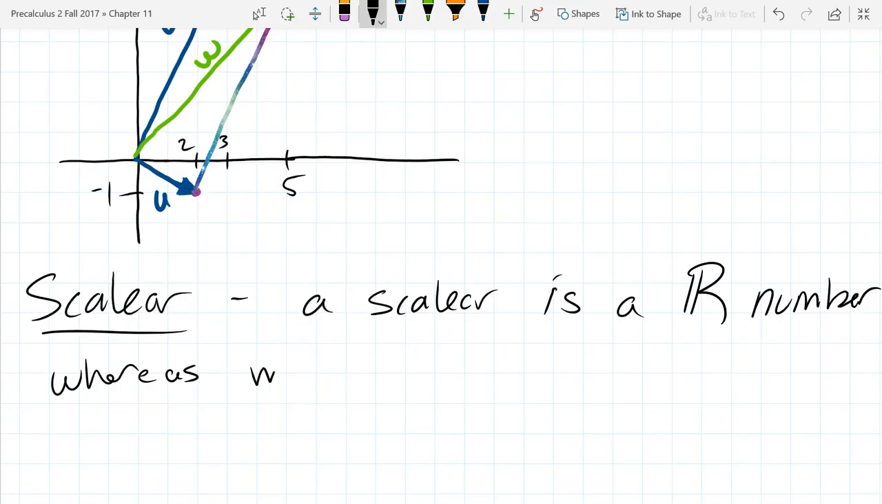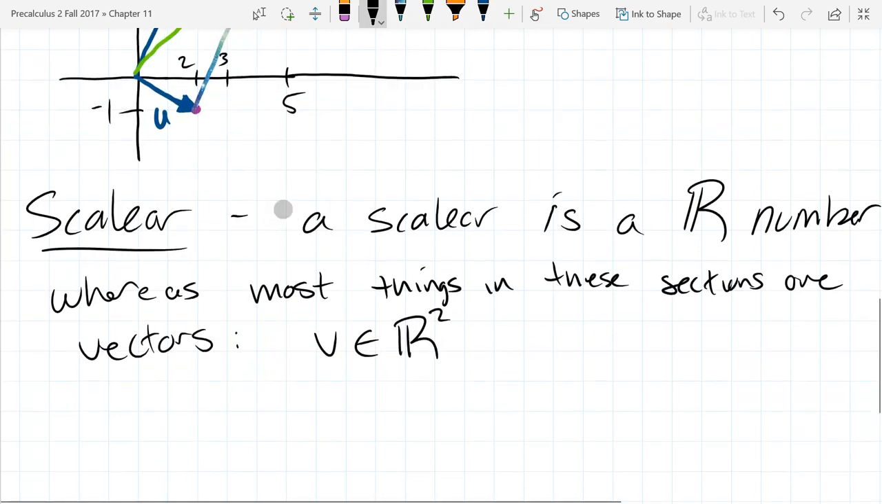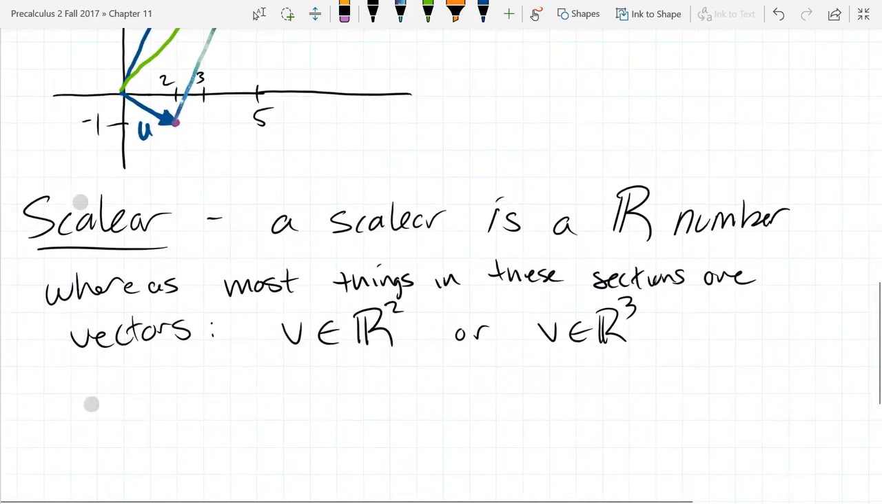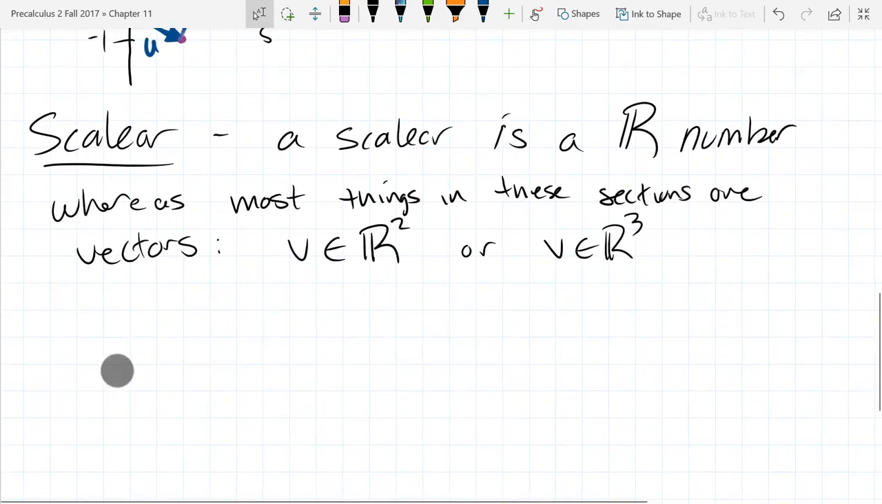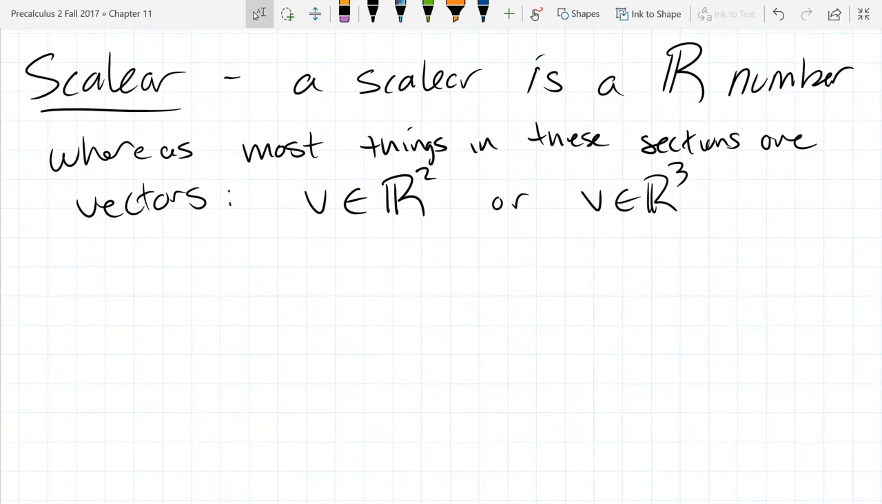Whereas most objects in these sections are vectors, and vectors are either going to come from R2 or from R3. They're either going to be two-dimensional vectors or three-dimensional vectors. So a scalar is just a number in R1, not a two or three dimensional vector.